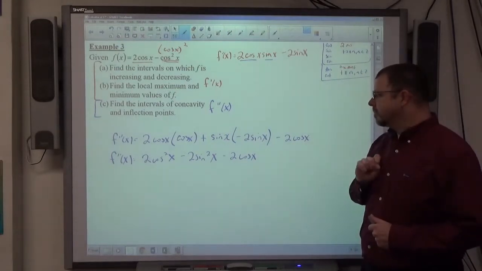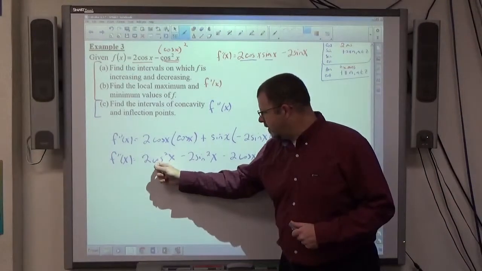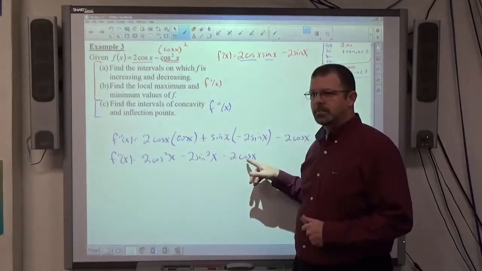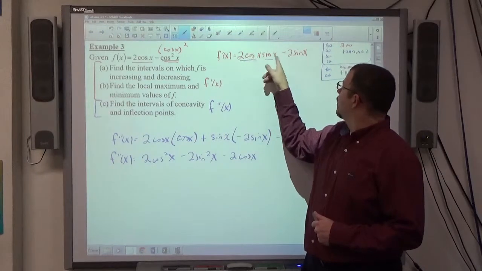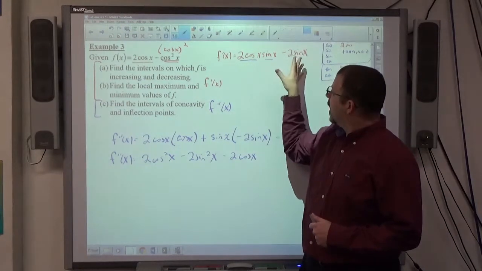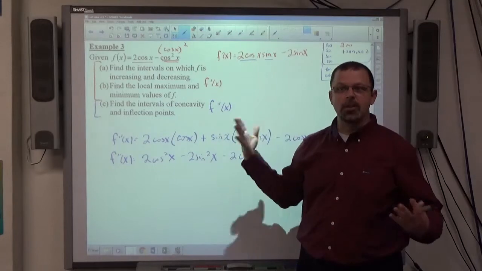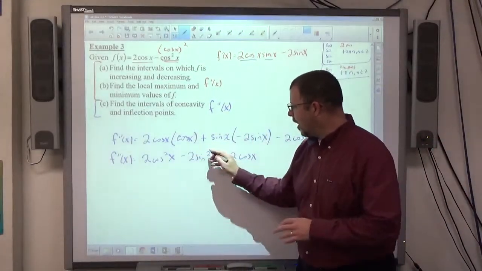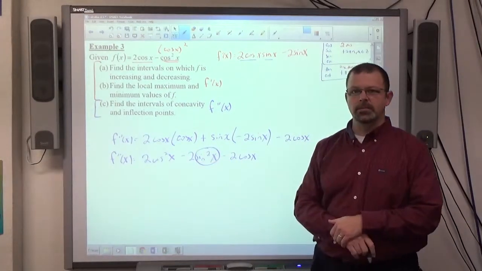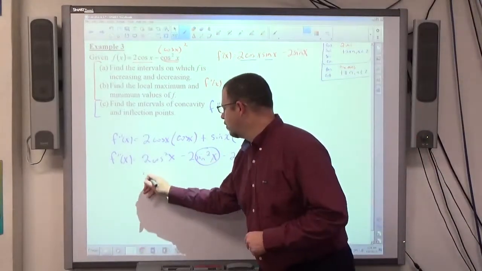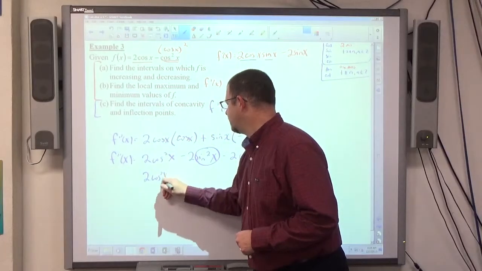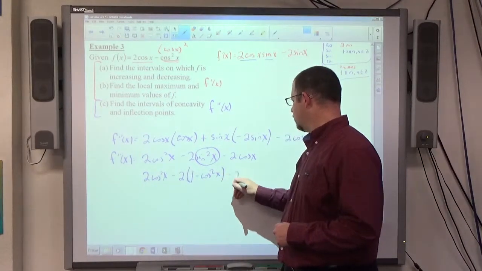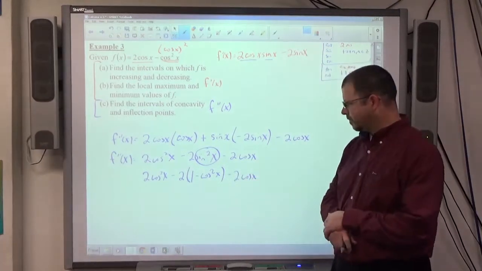it's helpful if all three of these were the same trig function. All right? Obviously, these aren't either sine, sine, cosine, but to the first power, it's a little bit more challenging to make one become the other. In the second power, it's real simple. Sine squared is the same as 1 minus cosine squared, right? So if I did that, 2 cosine squared of x minus 2 times 1 minus cosine squared of x minus 2 cosine of x, like so.